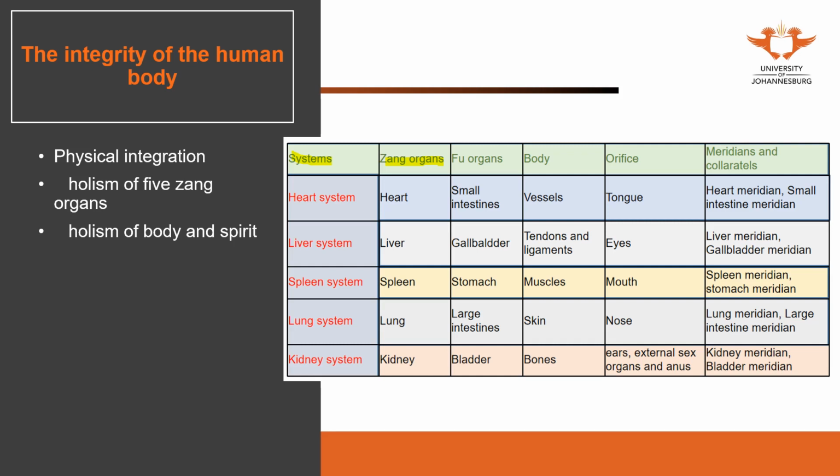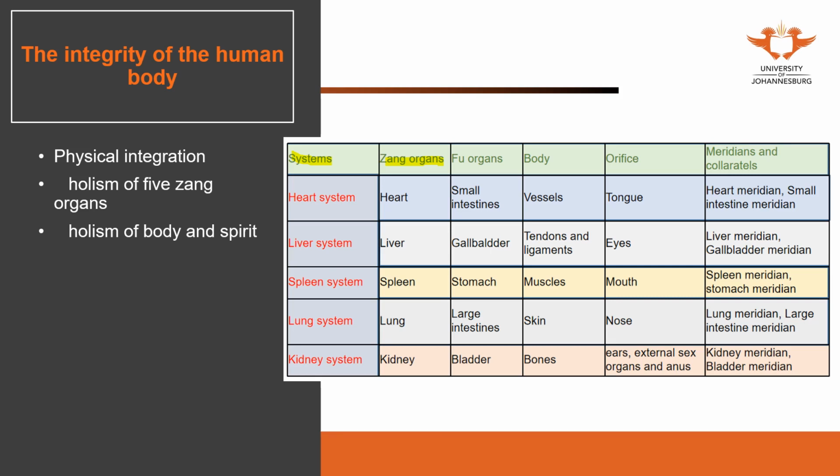So for instance, the heart system includes the heart, the small intestine, and then include the vessels, the tongue, and the heart meridian and small intestine meridian. So these we're going to explain more in details in the Zhang Fu theories. Here we just give you an example that the holism of 5 Zhang organs. These 5 organs, these 5 systems, they work together. The integration of these 5 organs represents the integration of human body.